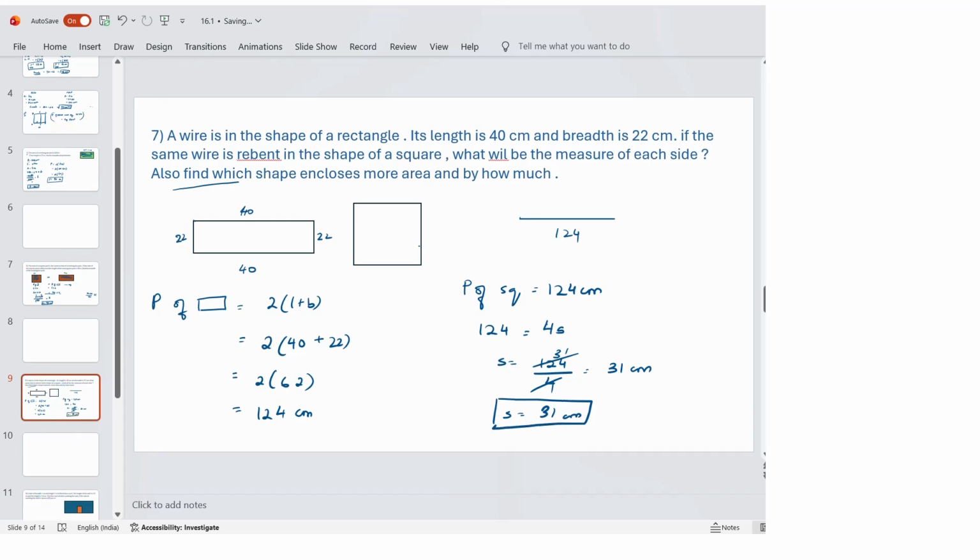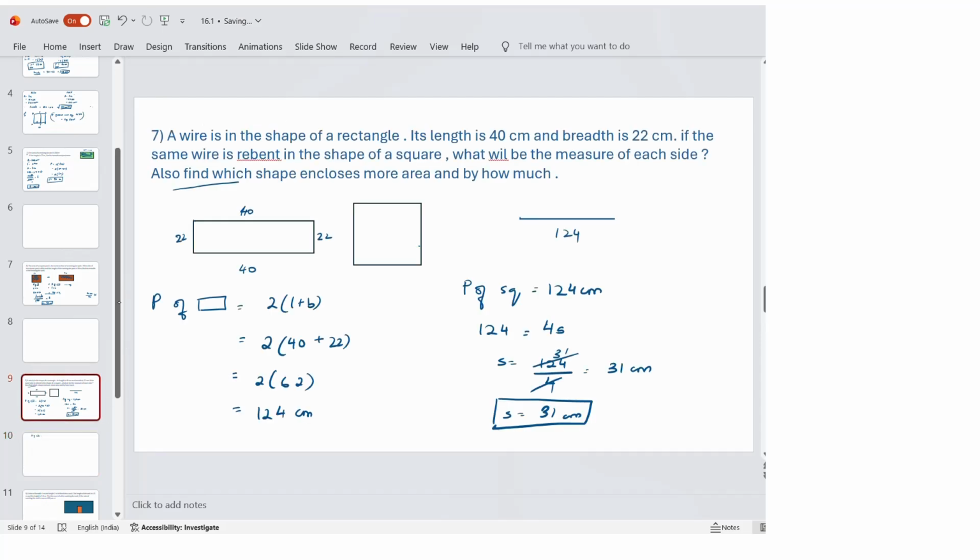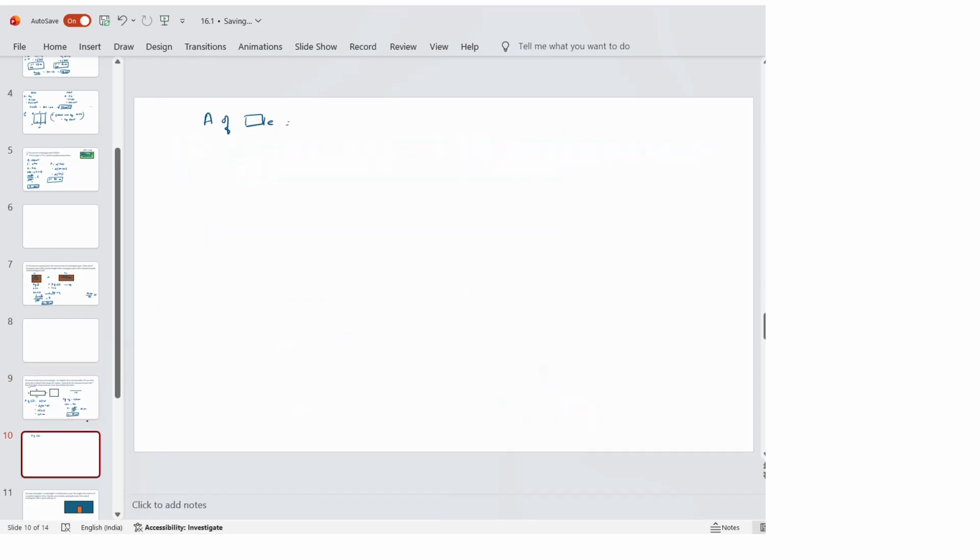Whatever part you have not understood or you're struggling a little, please pause the video and go through it again. Now you need to find out which shape encloses more area and by how much. So we need the values again. So the area of rectangle was what? It was 40 by 22. Let's write down the data. The length was 40 and the breadth was 22. For the area of square, the side was 31.